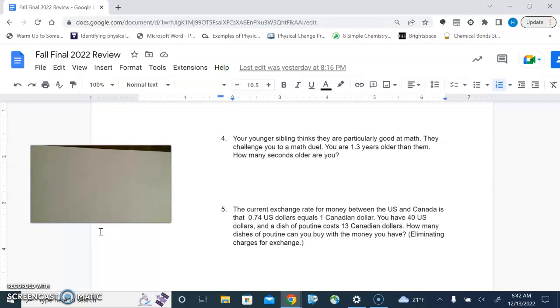So the current exchange rate for money between US dollars and Canada is that 3/4 of a US dollar is 1 Canadian dollar. Okay, so that is a conversion factor: 0.74 US dollars, which I'm going to abbreviate USD, is equal to 1 Canadian dollar.